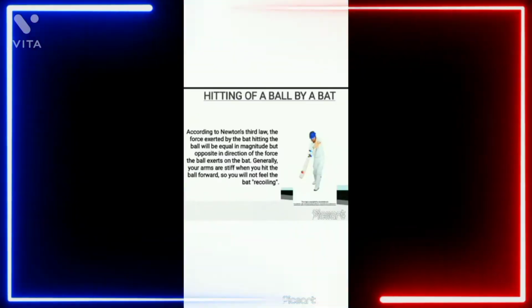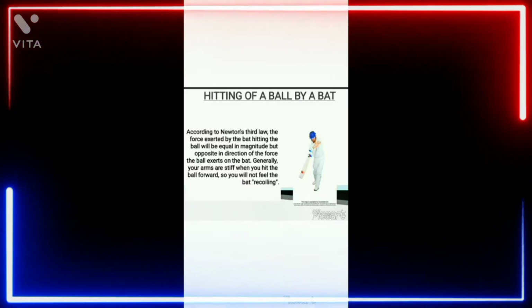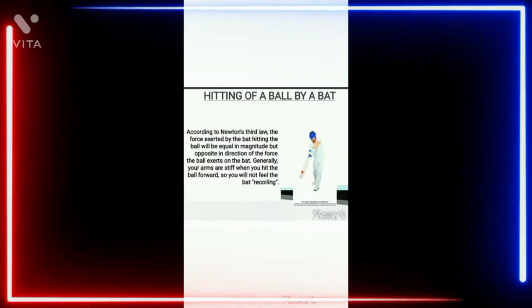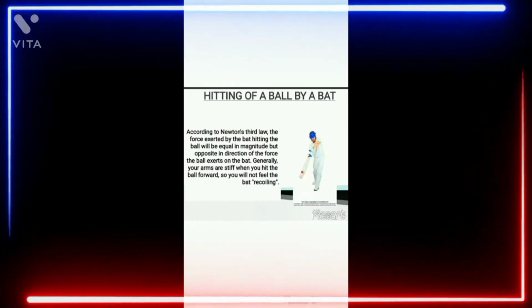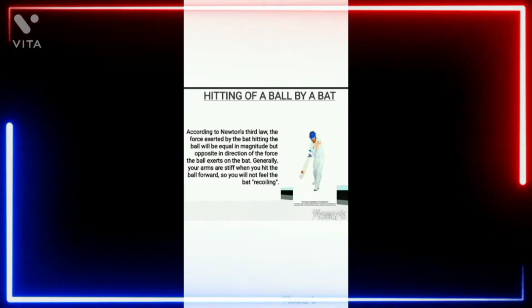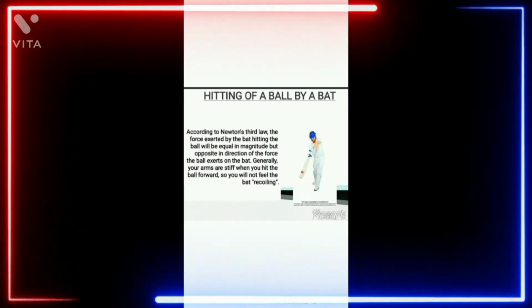Om Namah Shivaya. I am Advait Rajiv of Class 9A Group 3. I am here to show you the process of hitting a ball with a bat. According to Newton's third law, the force exerted by the bat hitting the ball will be equal in magnitude but opposite in direction to the force the ball exerts on the bat. Generally, your arms are stiff when you hit the ball forward, so you will not feel the bat recoiling.